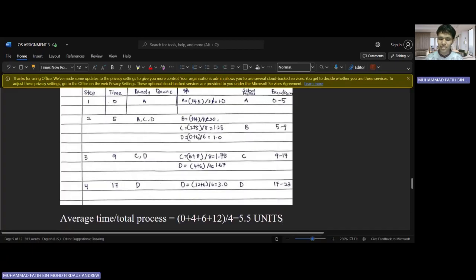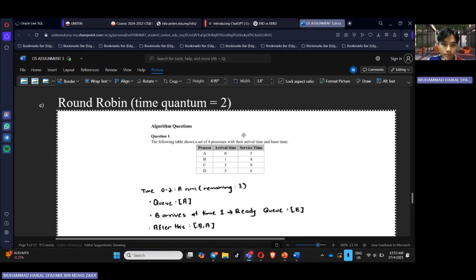How many processes we need to be done by the response ratio? So total process is 4. So the average time is calculated as 0 plus 4 plus 6 and plus 12. So when we get the plus 12, we get 22. So 22 divide by 4, get the 4.4 units.